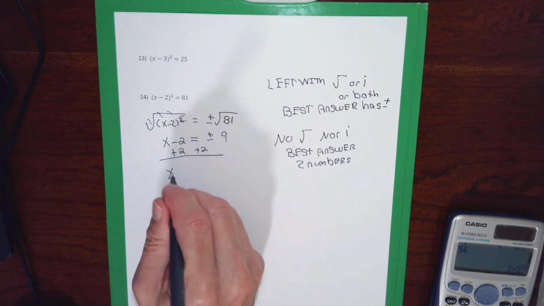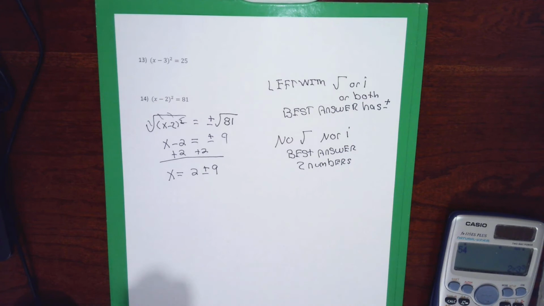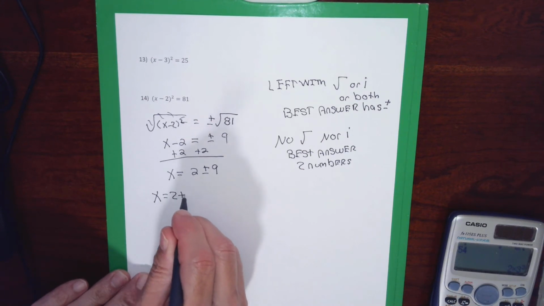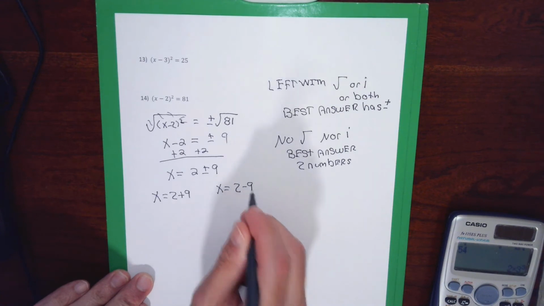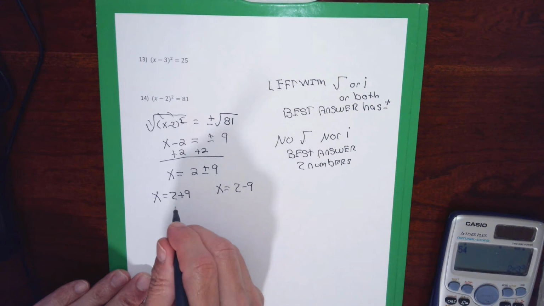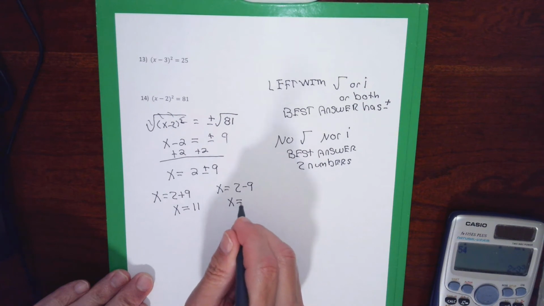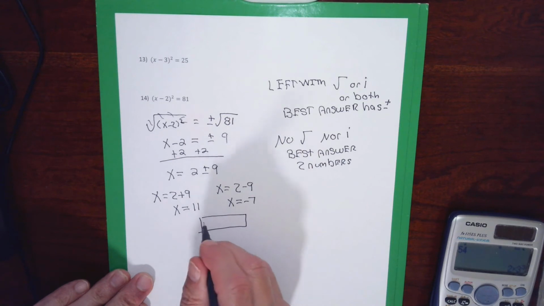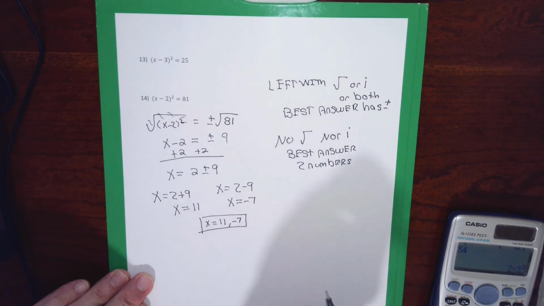Because that 9 doesn't have an I and it doesn't have a square root, my best answer should be 2 numbers. And how to get the 2 numbers is to make up the problems that are implied by the plus or minus sign. The 2 problems that are implied by the plus or minus sign is x equals 2 plus 9 and x equals 2 minus 9. The 2 plus 9 gives me a solution of 11. The 2 minus 9 gives me a solution of negative 7.